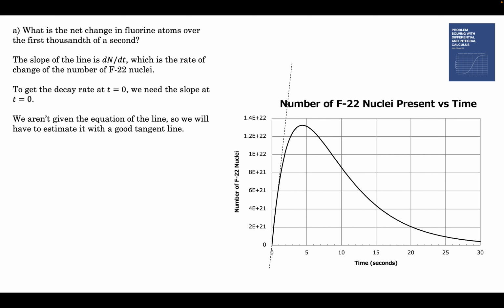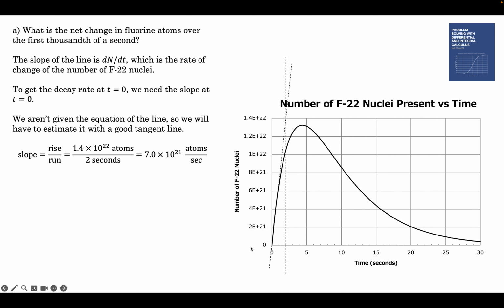The run is tough, but the rise is easy. It goes the whole graph. The run, let's put in a vertical line there. Look at that, 2 seconds. So slope is 1.4 times 10 to the 22nd atoms, the entire vertical axis, divided by 2 seconds, the run, and we get about 7 times 10 to the 21st atoms per second. That's the slope, that's the rate at 0.